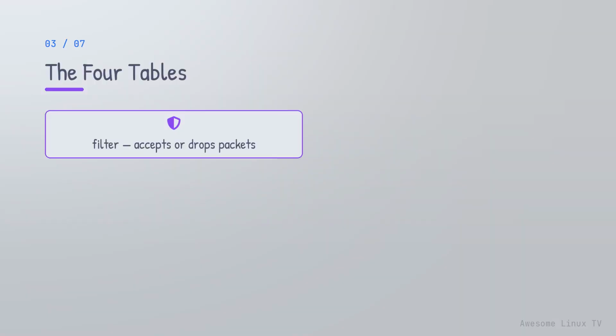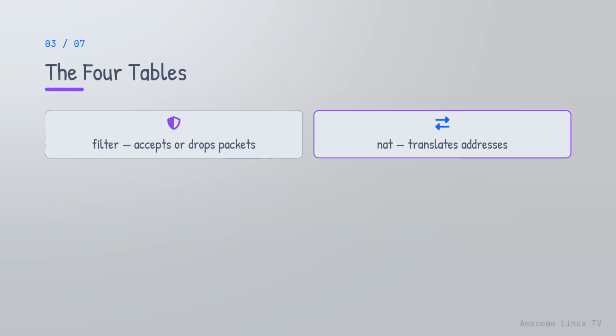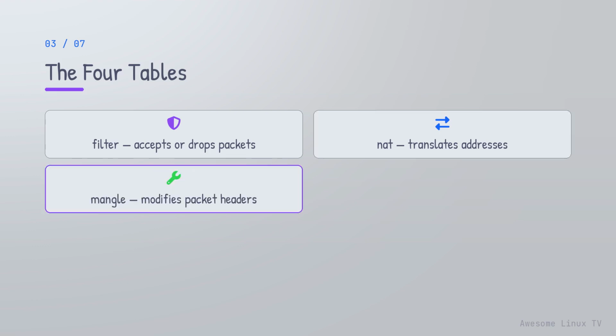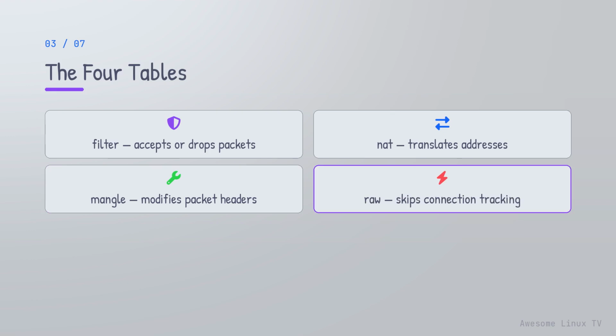Tables are the top level containers, and they're checked in a fixed order: raw, mangle, nat, then filter. The filter table is the one you'll use most. It's where you decide whether packets live or die. NAT handles address translation, like when your machine acts as a gateway for a private network. Mangle tweaks packet headers for things like changing TTL or setting QoS marks. Raw exists to let certain packets bypass the connection tracking system entirely, which matters for high throughput setups.